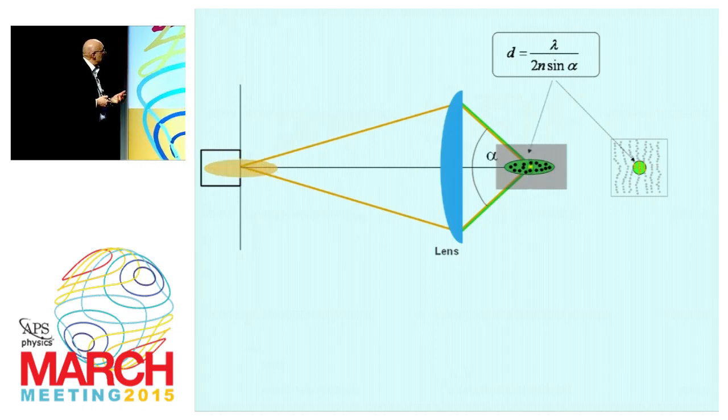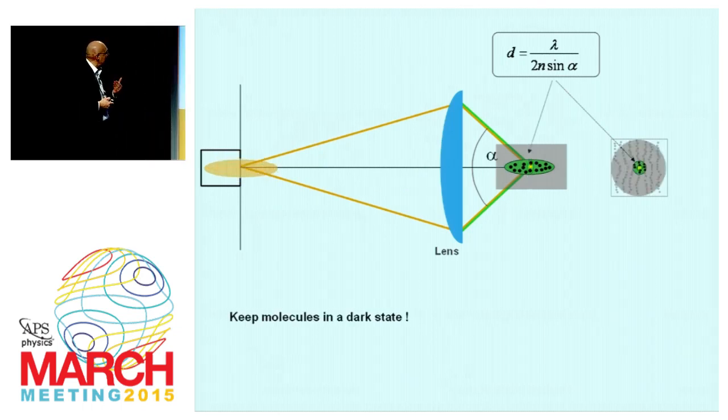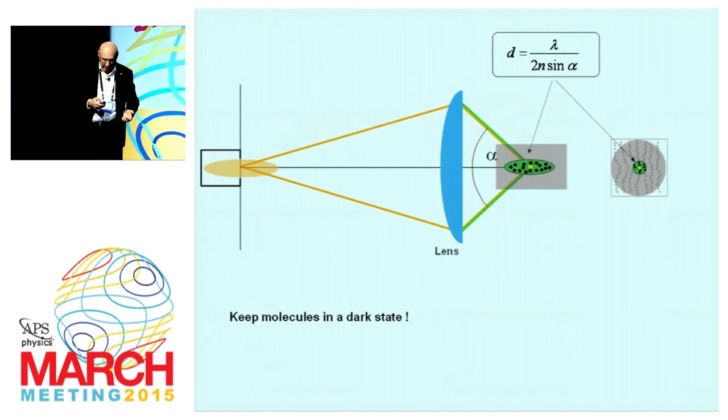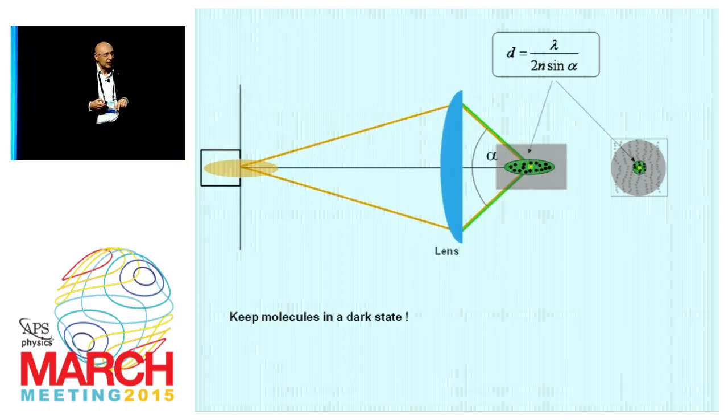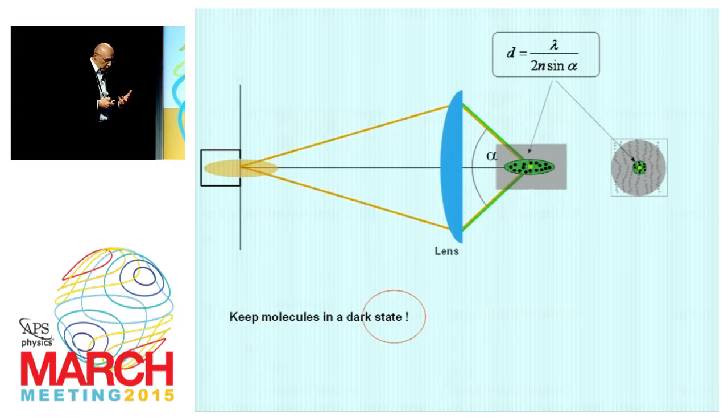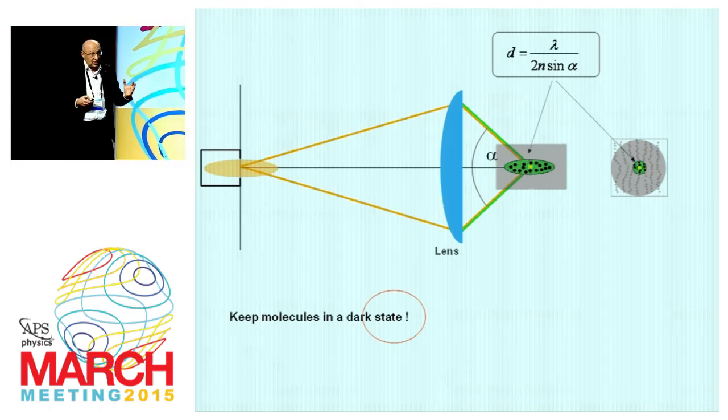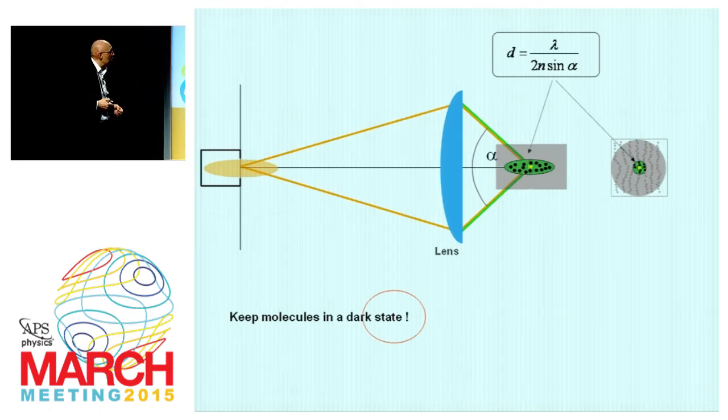So if we manage to keep some of the molecules in a dark state, then we should be able to discern the bright state ones from the dark state ones. So the key, you see, is not the change of the way the light is propagating. The key is the state. Think about the state of the molecule that you look at, and then you can incorporate it in the way the image is formed.